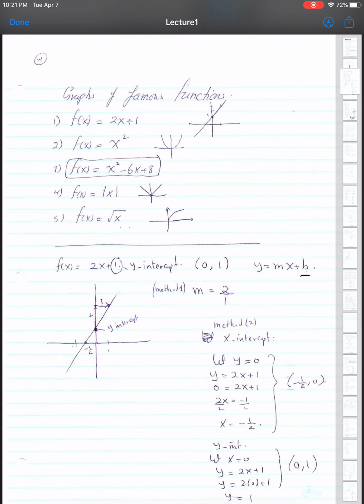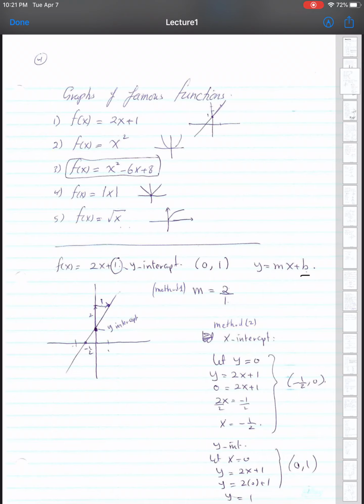So this is a straight line, 2x plus 1. This is how it looks. X squared, we all know it's a parabola. This one we're going to graph at the end of this lecture, and then this is the graph of absolute value. So this is how it looks. This is like a hyperbola, square root of x.